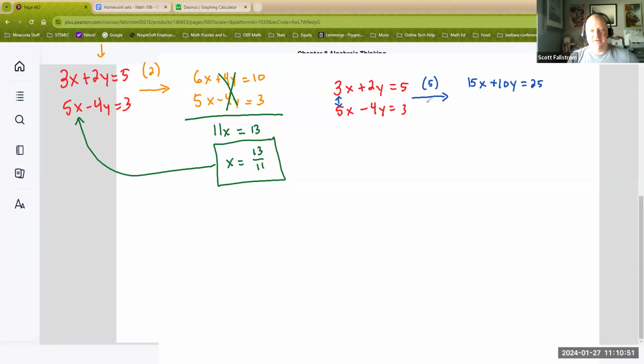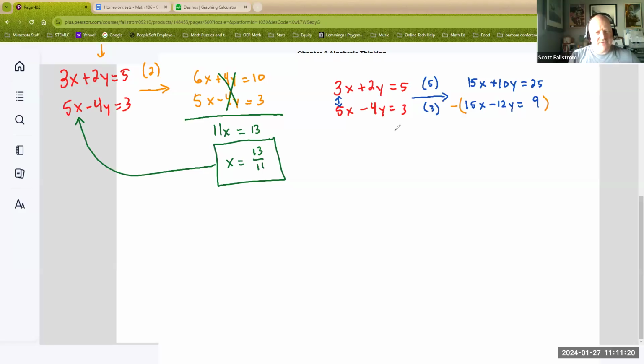Then at the bottom, I'd have to multiply this one by 3 to bring it up to 15 x's, because 5 times 3 is 15, and then multiply every other piece by 3 as well. So minus 12y equals 9. And if you're ready for it, here comes the twist. I need to eliminate the x's, so in this case I need to subtract. So I'm going to subtract.